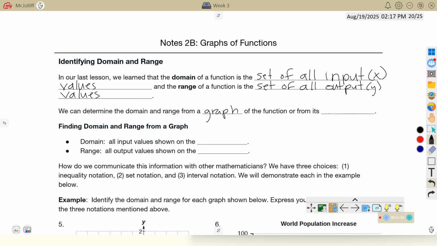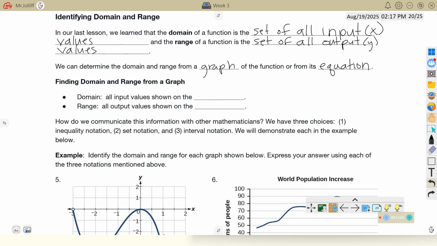The other way is from the structure of its equation. I can tell algebraically what its domain and range is likely to be. We're going to do both because it's important to know how to do both. Yeah. We'll start with a graph. The domain is all of the input values shown on the x-axis, right? Because input is x. The range is all outputs shown on the y-axis.